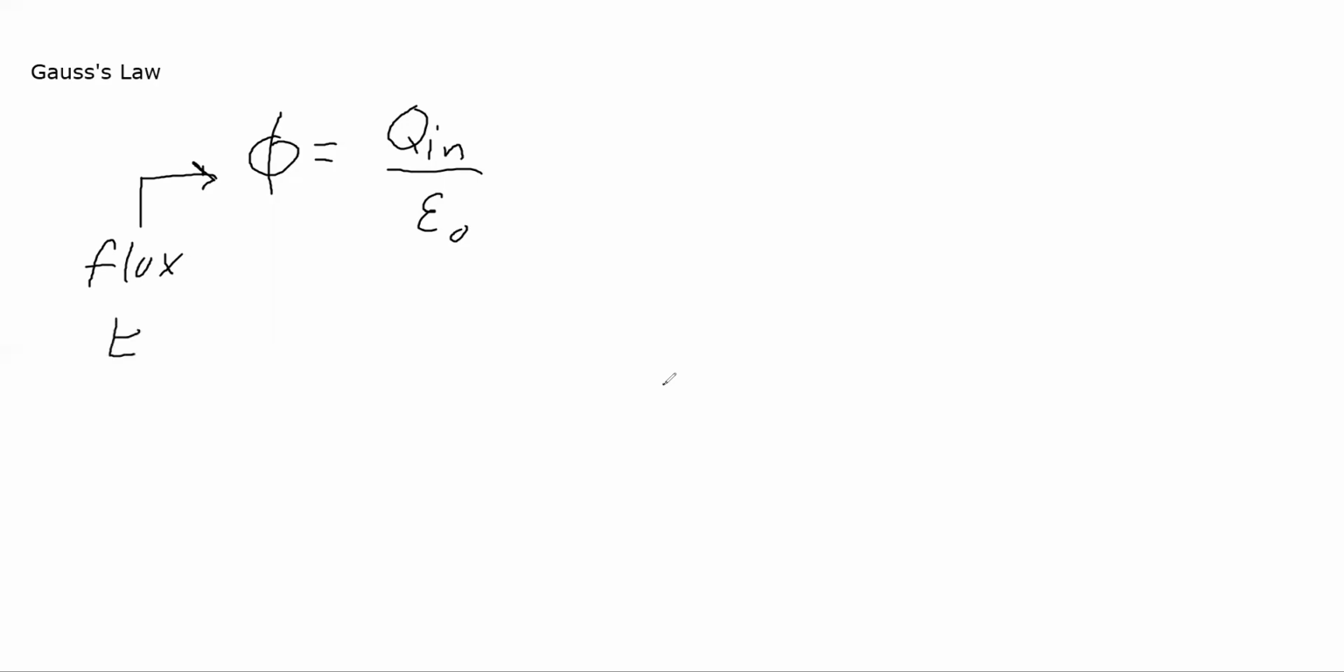then it's just EA, okay, where A is the surface area of your Gaussian surface, or at least the surface area where the electric field is going through. And on the right side is Q in. Okay, so this is the charge inside your Gaussian surface.